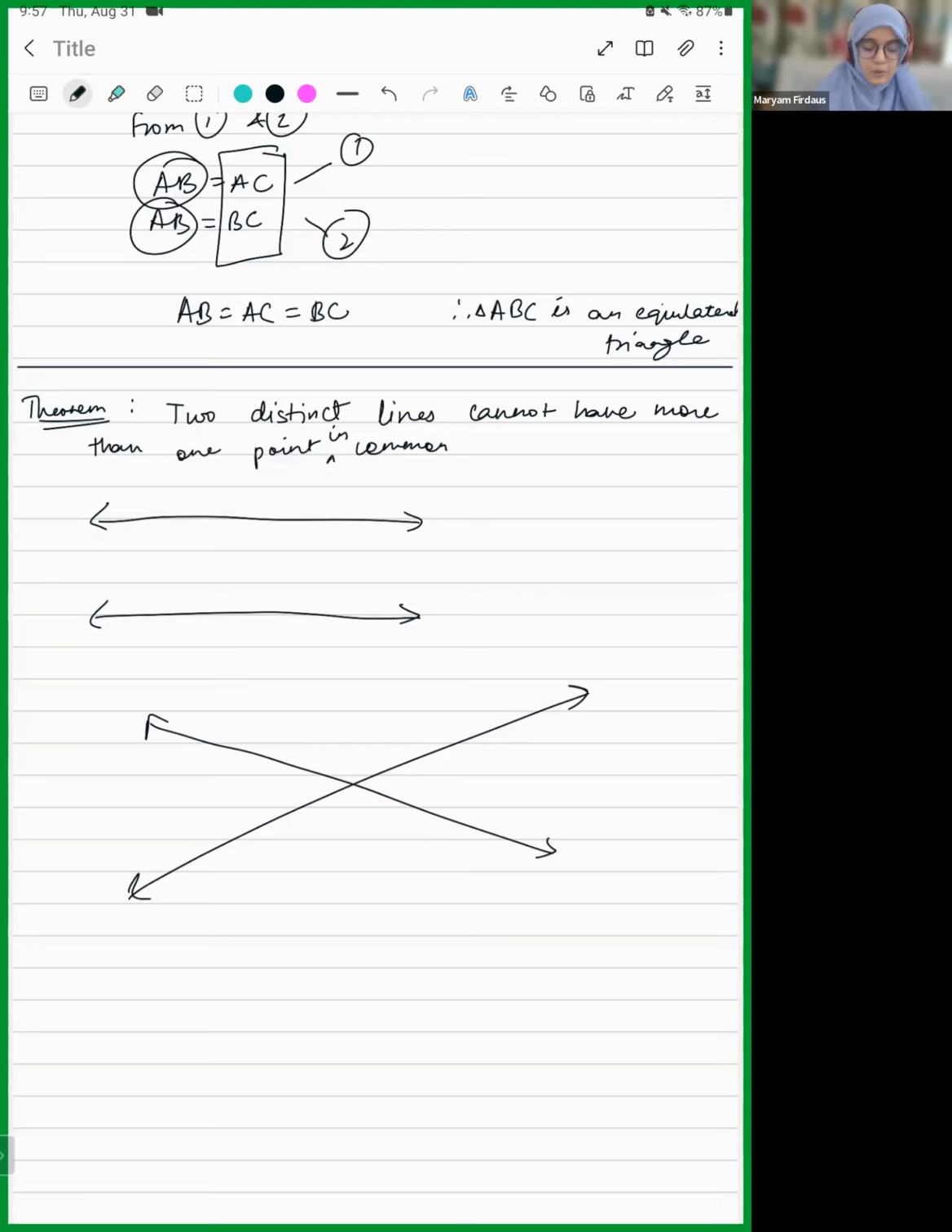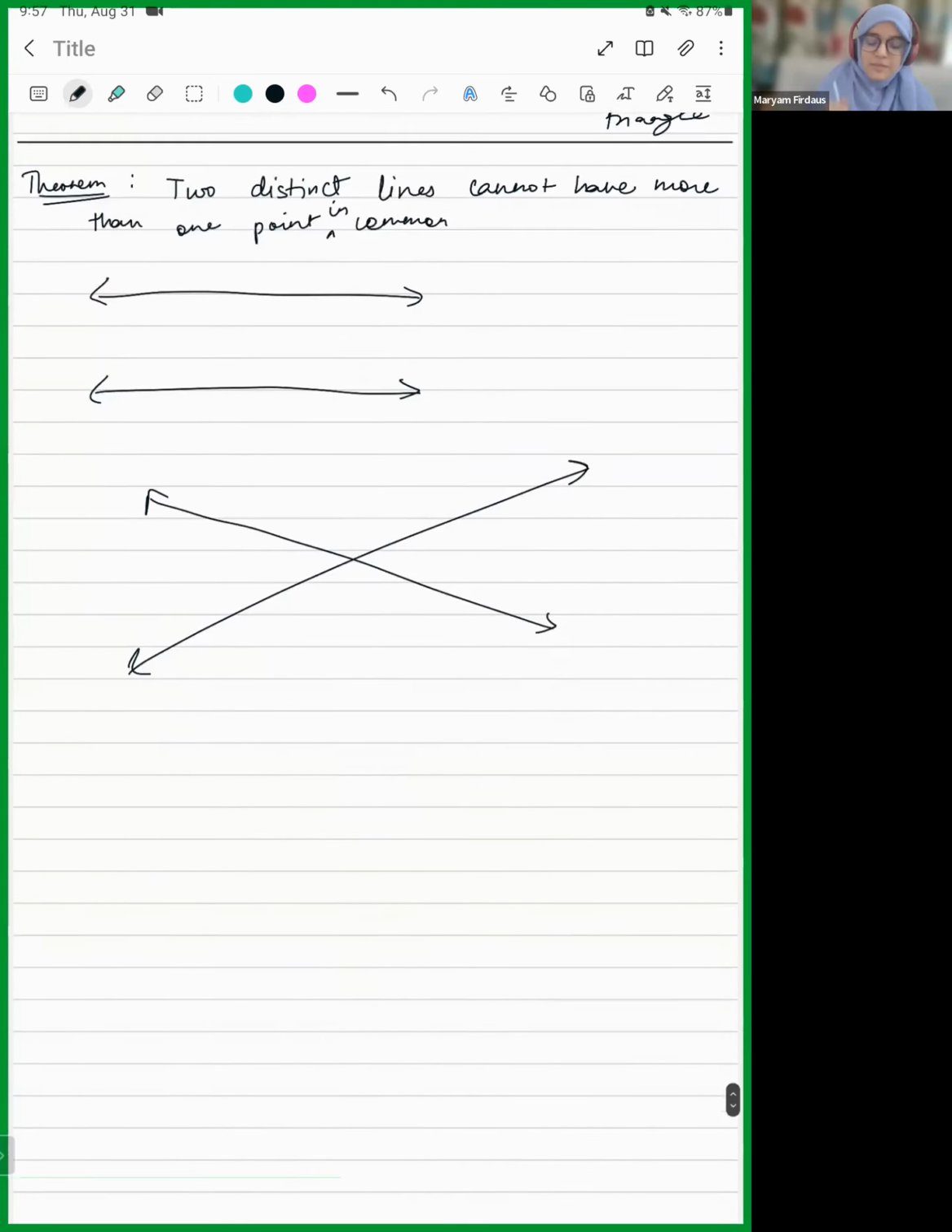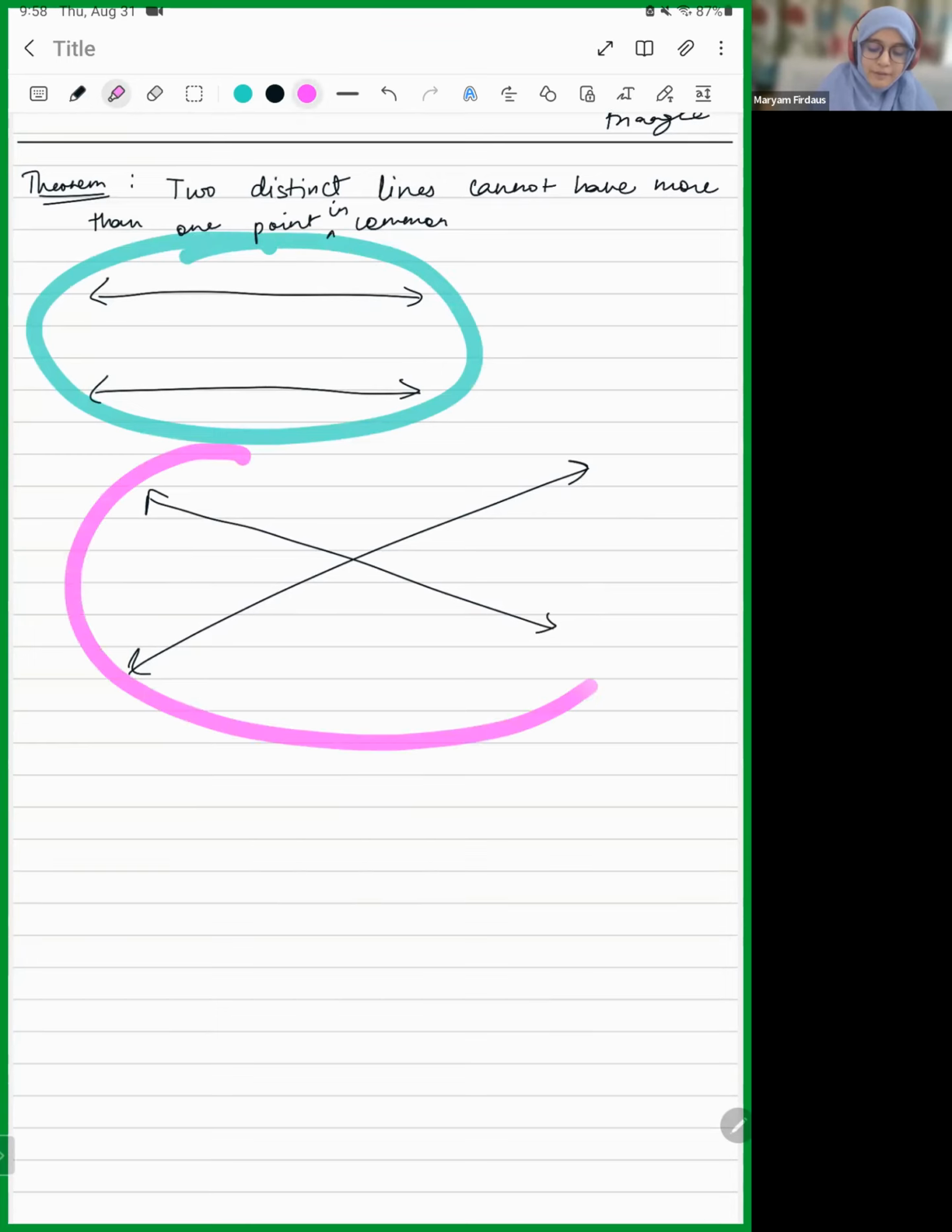No, right? So there is no third possibility. There are only two possibilities when it comes to two lines. They can either be parallel or they can be intersecting. Now, this theorem says that they cannot intersect in more than one point. Either they will have no point in common, like in parallel lines, or they will have only one point in common.